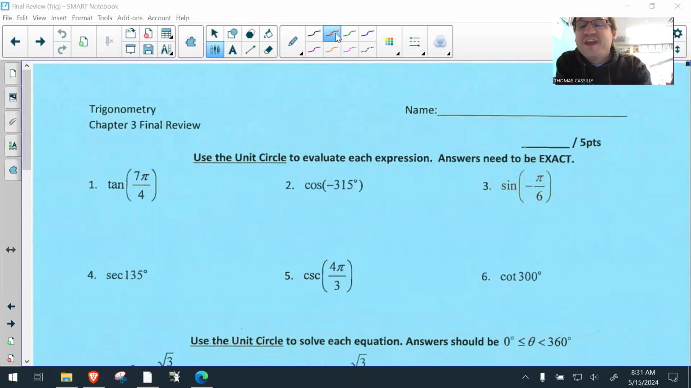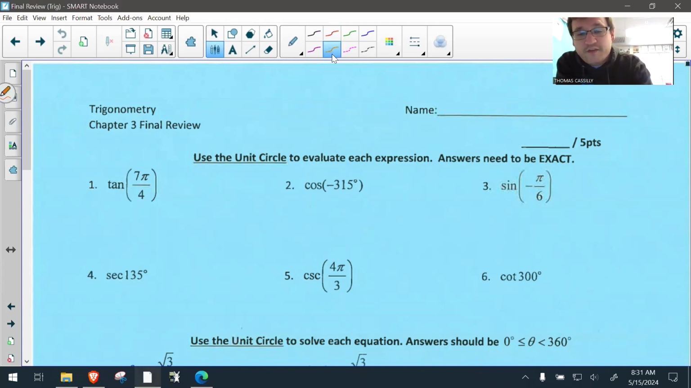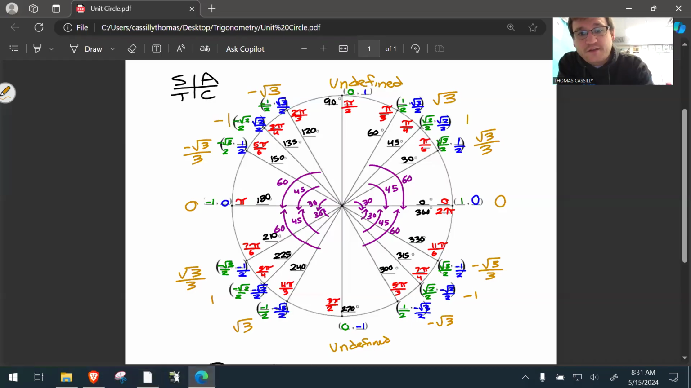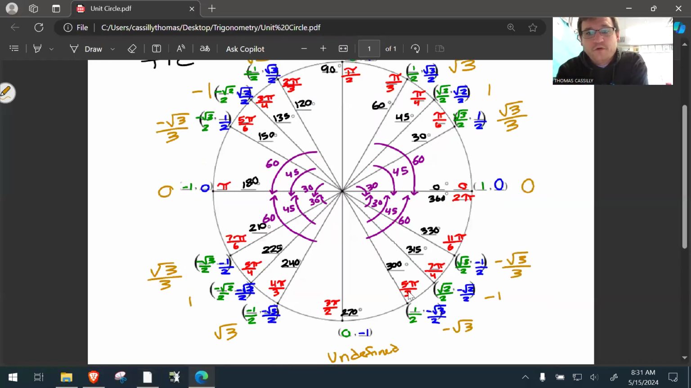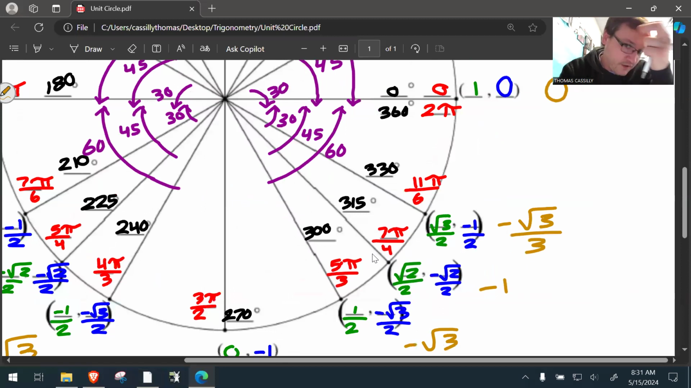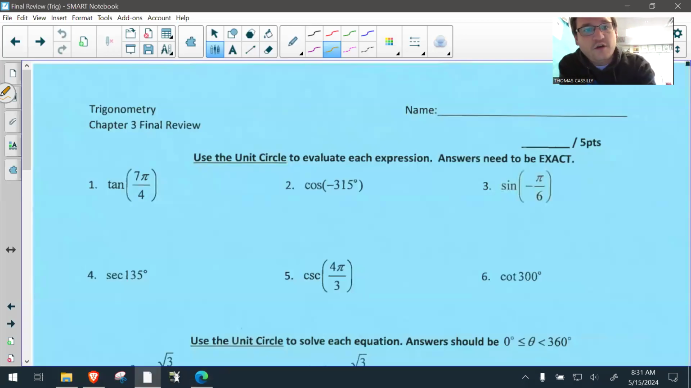All right, so the first one, tangent. If we think about the tangent of 7 pi over 4, find 7 pi over 4 on your unit circle. Here it is. They want to know the tangent value of that one. Well, it's just -1 here. So the tangent of 7 pi over 4 is equal to -1.